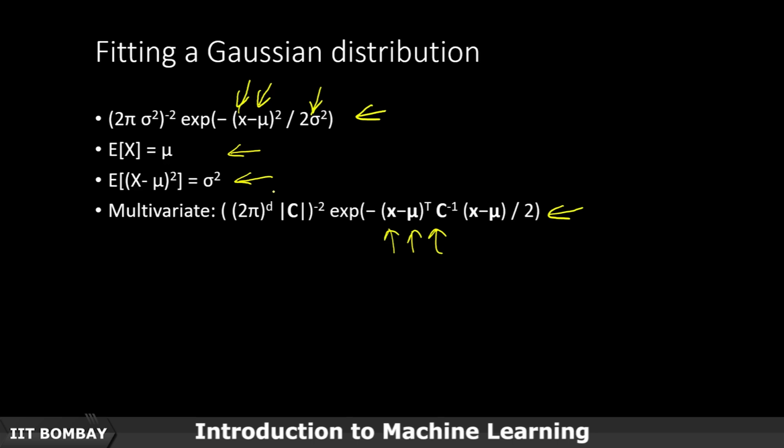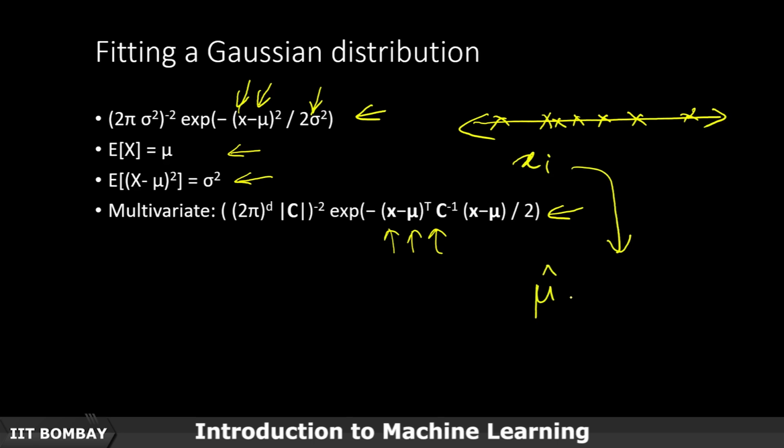So how do we fit a Gaussian distribution? Basically, let's say we are given a bunch of points. This is your axis, and we are given a bunch of points. For this bunch of points, let's call them xi. There is something called a sample mean. The sample mean, let's call it mu hat, is simply the sum of xi divided by n, where n is the total number of samples, and i runs from 1 to n. So that is the sample mean.